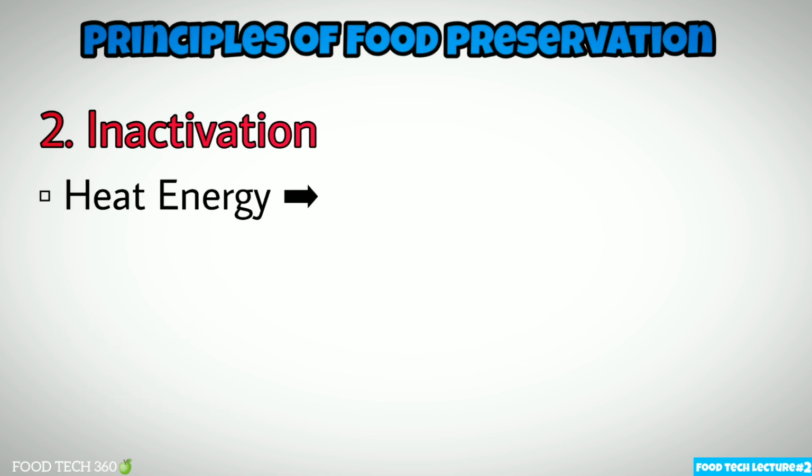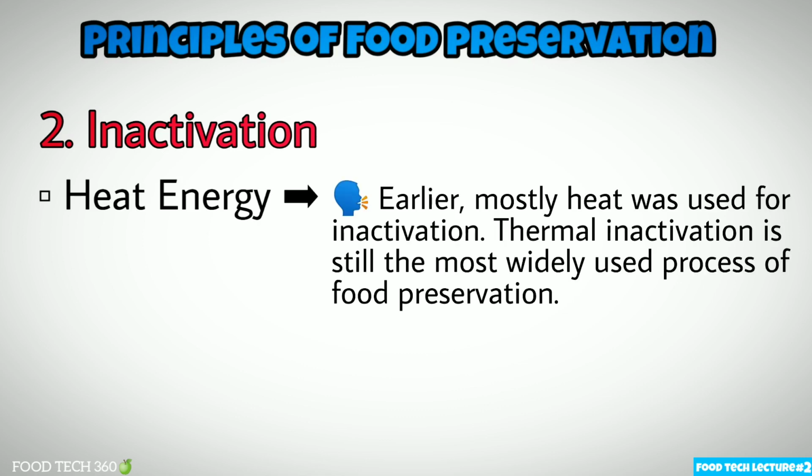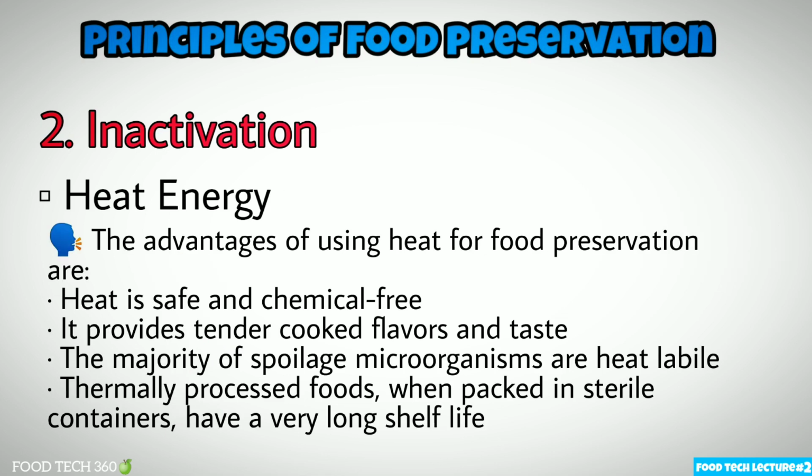Inactivation. Inactivation can be done by using heat energy, high pressure, ultrasound, radiation, etc. Heat energy: earlier, mostly heat was used for inactivation. Thermal inactivation is still the most widely used process of food preservation. The advantages of using heat for food preservation are: heat is safe and chemical free. It provides tender cooked flavor and taste. Thermally processed foods, when packed in sterile containers, have a very long shelf life.